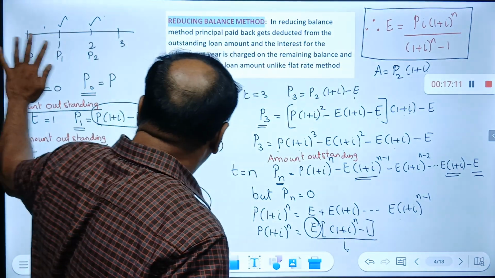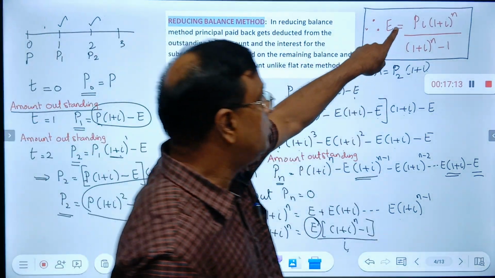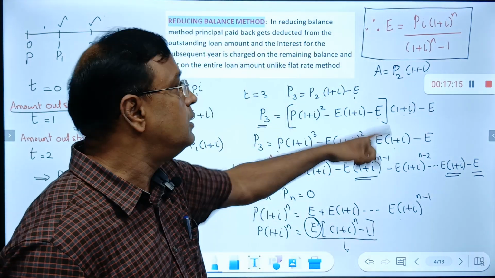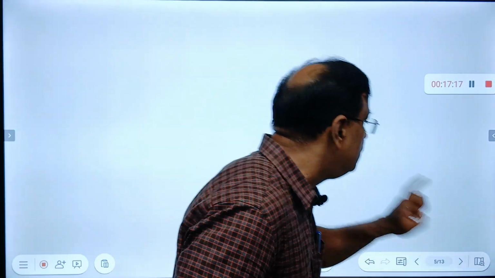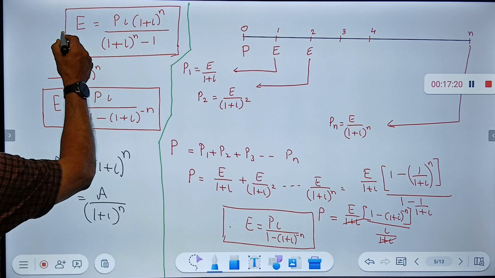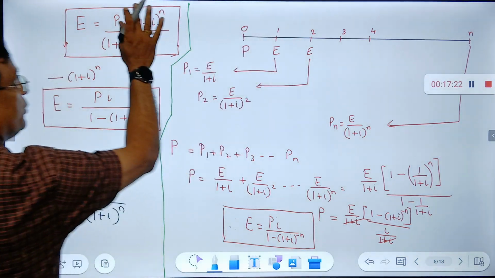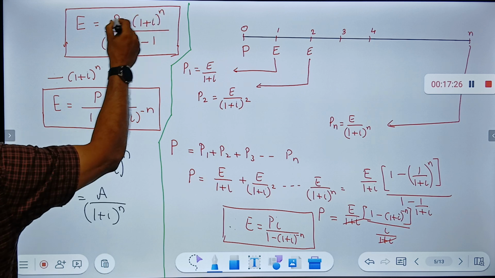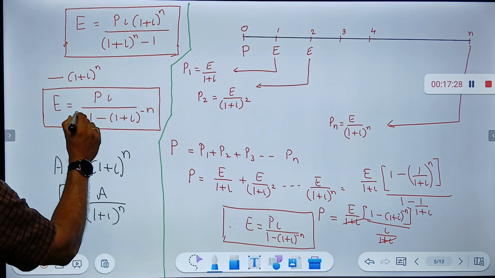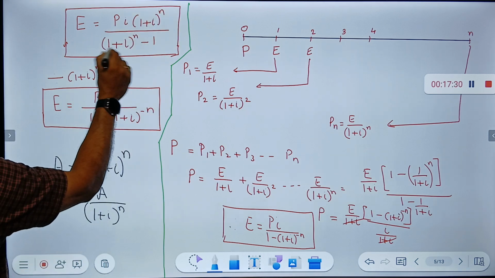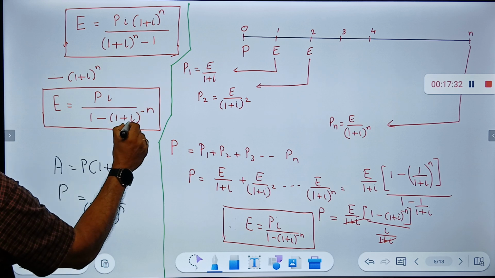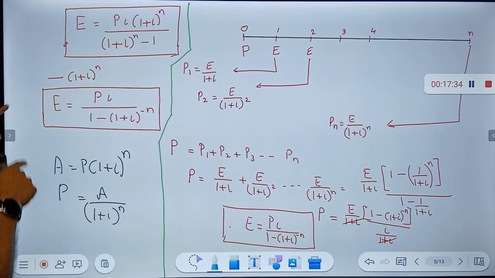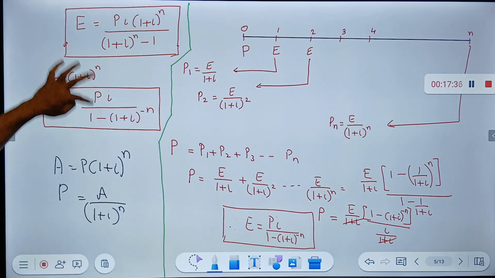So, you can ignore all this if you want, but don't ignore this. This formula is very important. But this formula can also be viewed like this. How do I view it? This is the formula, right? Don't look that side, only look here. Now, divide by (1+i)^n. When you divide, what do you get? E = Pi(1 - (1+i)^-n). So, this is another form of the same formula.